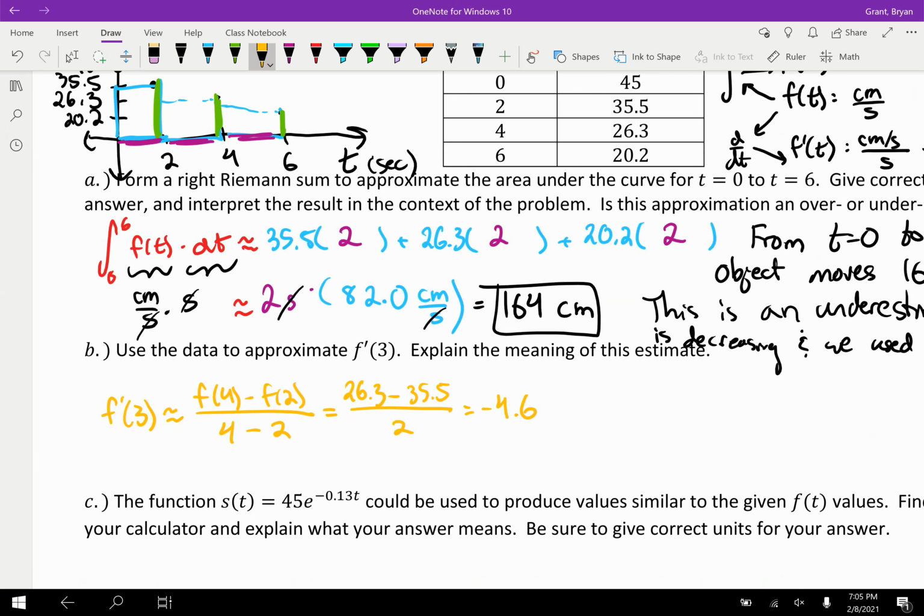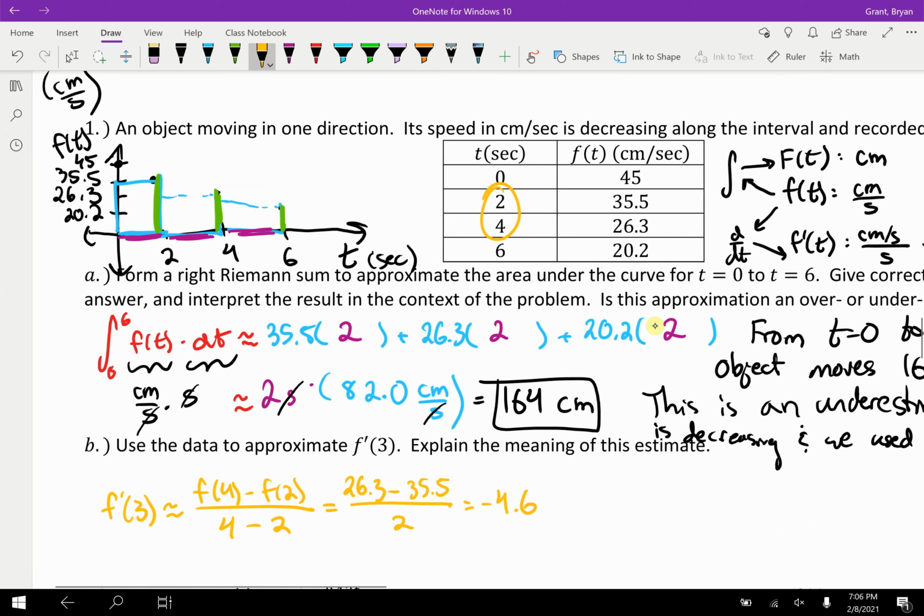Nice. Now, what is this negative 4.6? Because I still argue it's not a great approximation of f prime of 3. Now, it could be the exact value of f prime of 3. But what we really did is we used 4 and 2. We start at 2, we end at 4. And all we guaranteed is that some time value between 2 and 4, could be 2.1, 2.2, 2.3, 2.4. Who knows? It doesn't matter one way or another.